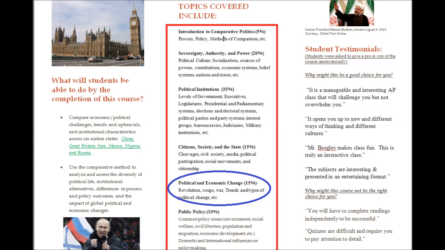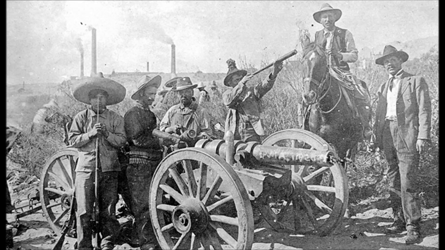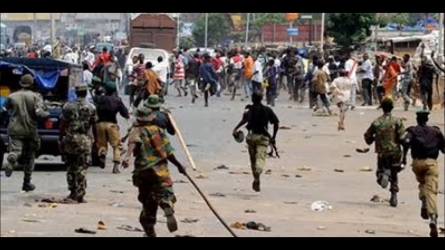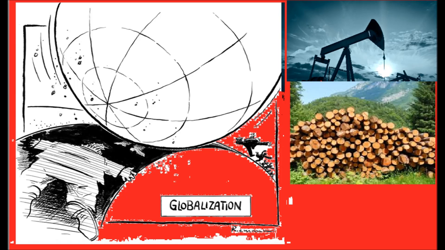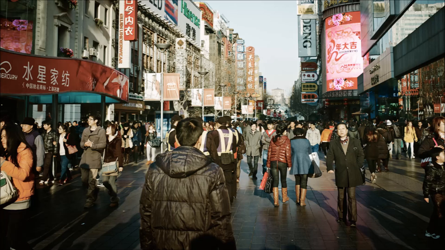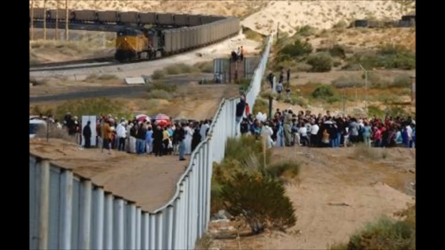15% of the course focuses on waves of economic and political change, from massive revolutions in Mexico and Russia to violent coup d'etats in Nigeria and Iran. We explore the seeds of change and its lasting impacts. The wave of economic globalization has created a world in which all states are dependent on others for resources and services. Economic liberalization has caused some to thrive and others to wilt. We truly come to understand that in economics, we sink or swim together.